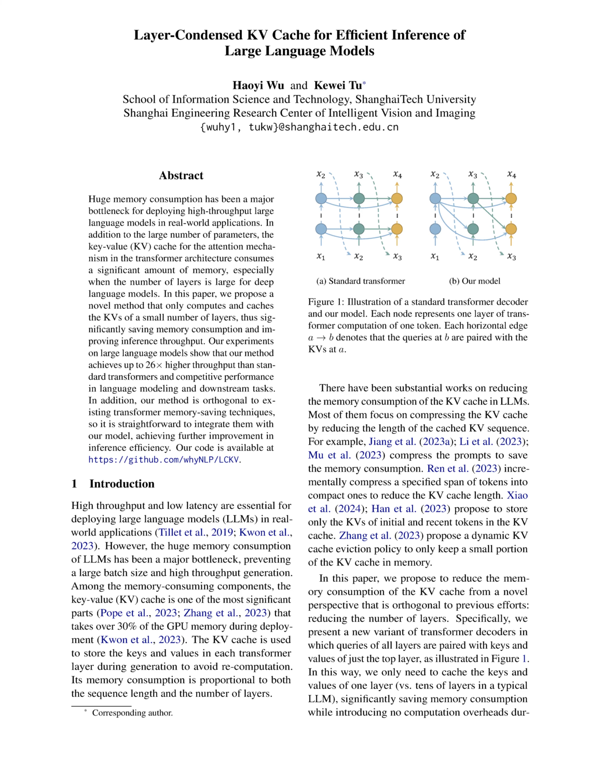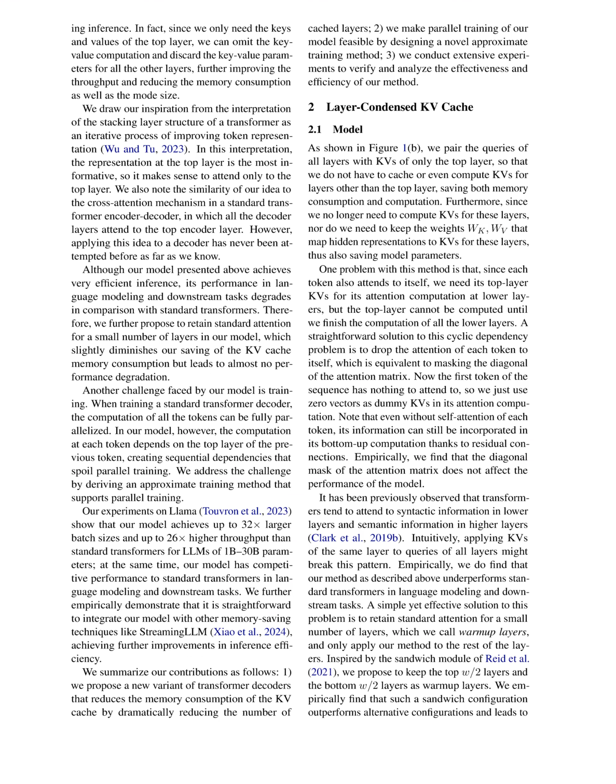The limitations or drawbacks of the method proposed in the paper include the underperformance of the model in language modeling and downstream tasks compared to standard transformers when all layers are condensed to just the top layer for key value, KV caching. This method breaks the typical pattern where lower layers attend to syntactic information and higher layers attend to semantic information, potentially affecting the model's performance. To address this issue, the paper suggests retaining standard attention for a small number of warm-up layers, which slightly diminishes the memory savings achieved by condensing the layers, but leads to almost no performance degradation.